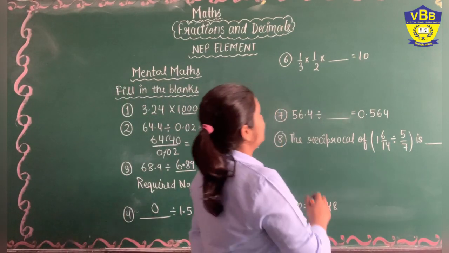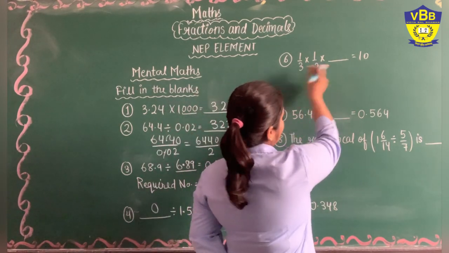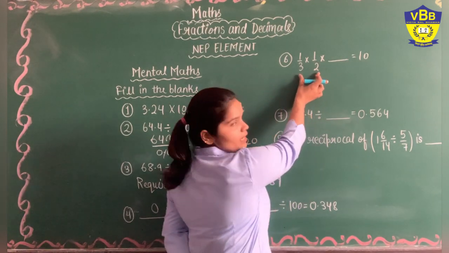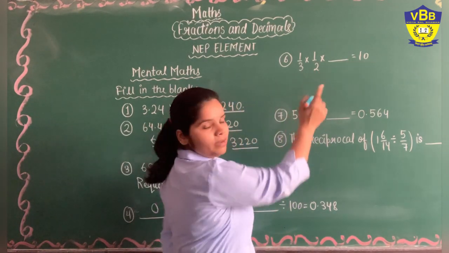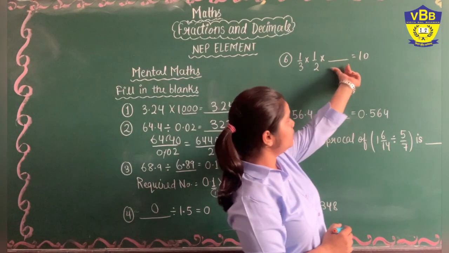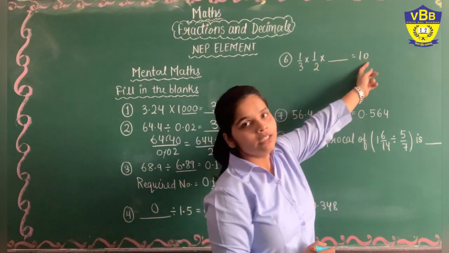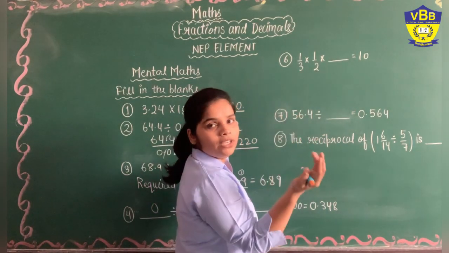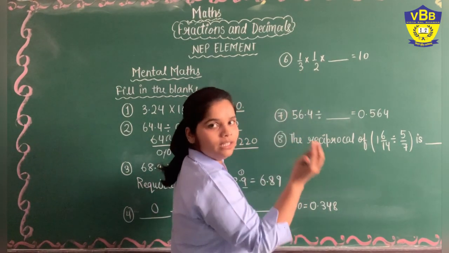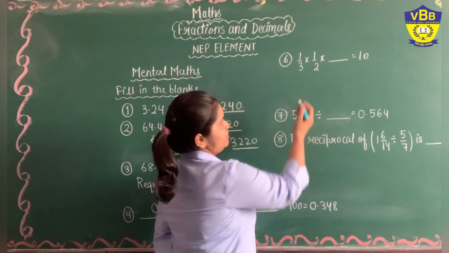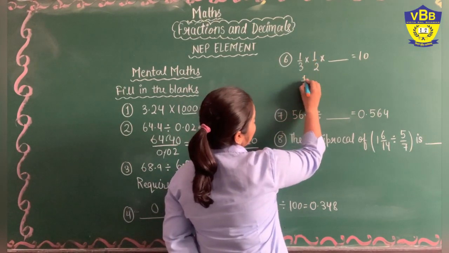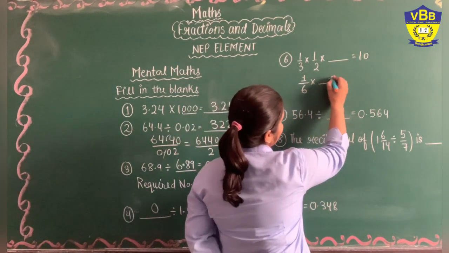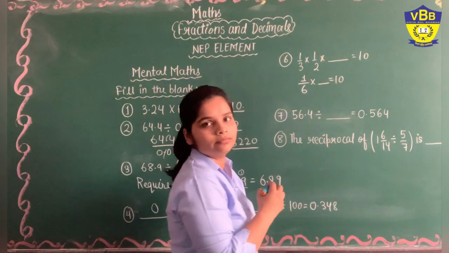Next is question number 6. You need to find this number, when you multiply 1 by 3 and 1 by 2, what should be the third number so that you will get the product as 10? First we will simplify this multiplication of two fractions. Multiply the numerators separately, multiply the denominators separately. So it will become 1 upon 6. Now 1 upon 6 multiplied by what number so that you will get 10?